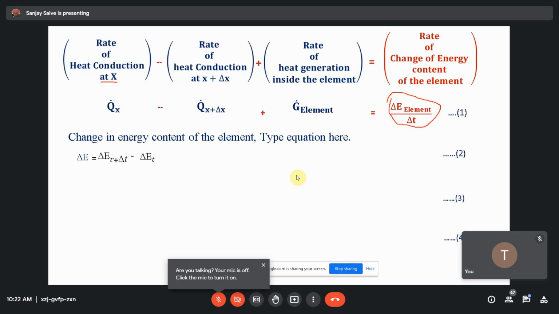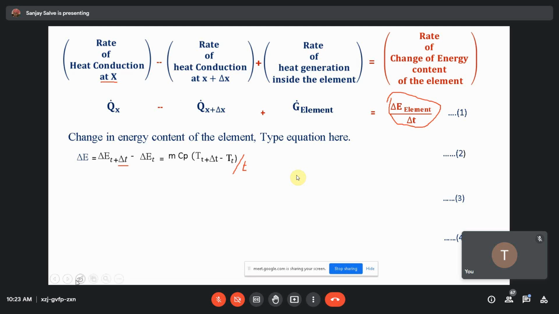So with this time, I can say that whatever the internal energy change, that is delta E element, is E at time t plus delta t minus E at t, and that is equal to mCp times T at t plus delta t minus T at t. As I told you, internal energy is mCp delta T when it is steady state. But if it is not steady state, then I can say mCp delta T by small time t. So this is the case.